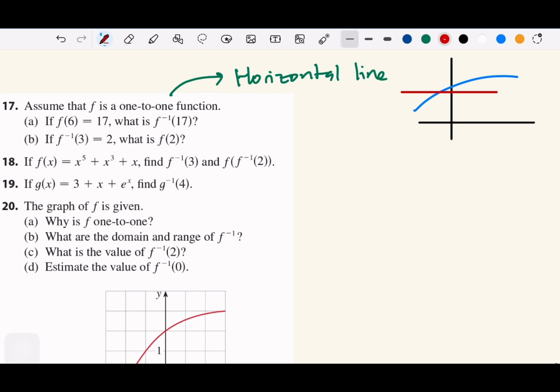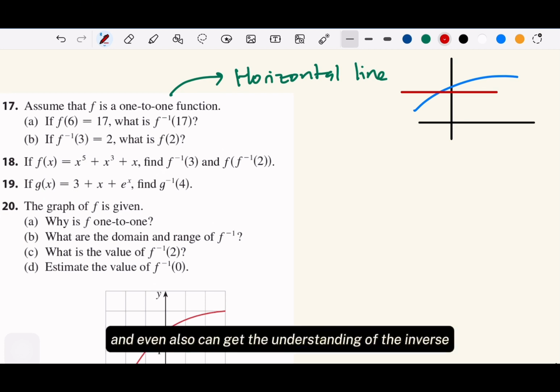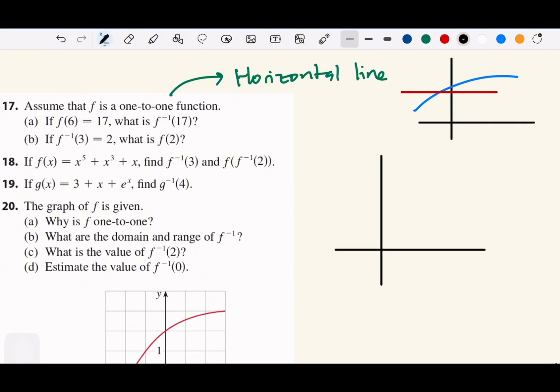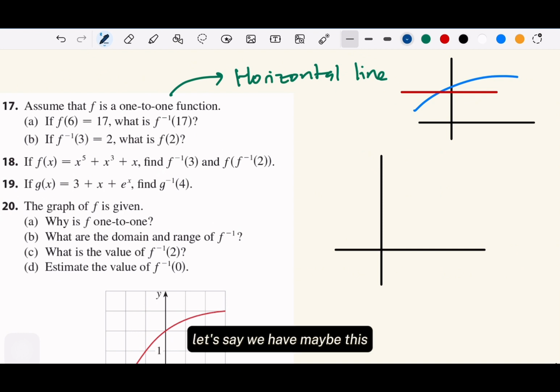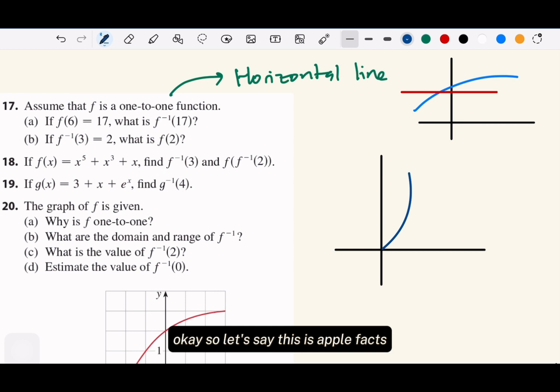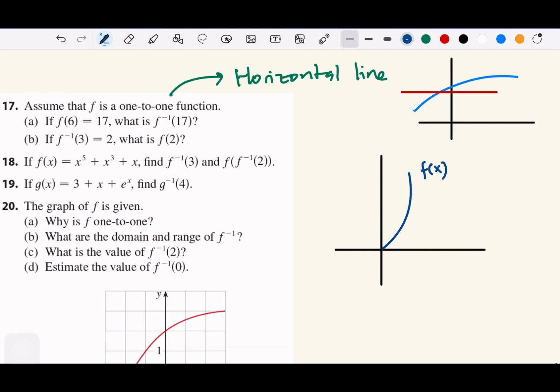I think you can also get the understanding of the inverse from the graph. So let me graph again, maybe a different kind of function. Let's say we have maybe this. So let's say this is f of x.